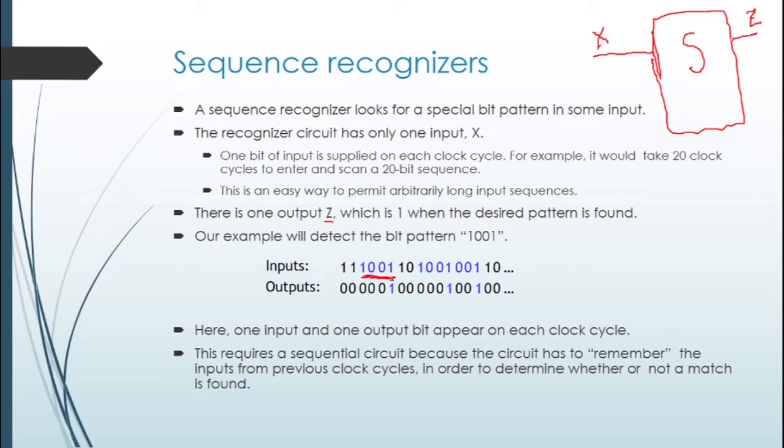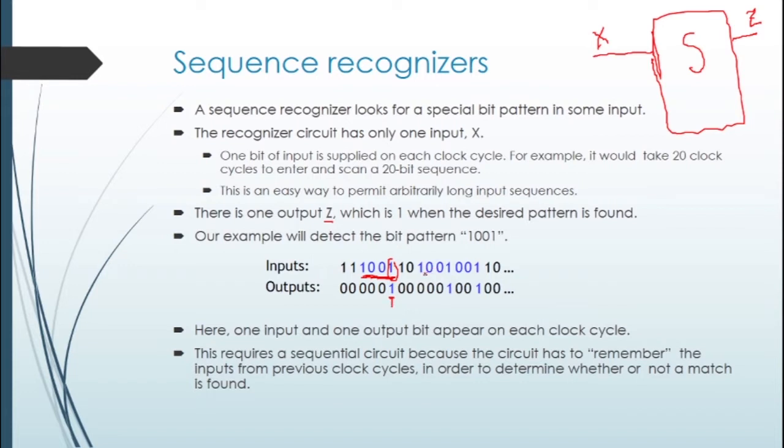Whenever the input X changes its values from 1, then 0, then 0, and then 1 in a specific order, that means the whole pattern is basically there. Whenever that pattern comes, the output Z becomes 1. So when the fourth element of this sequence becomes 1, the output Z will become 1 accordingly. So this is one thing.